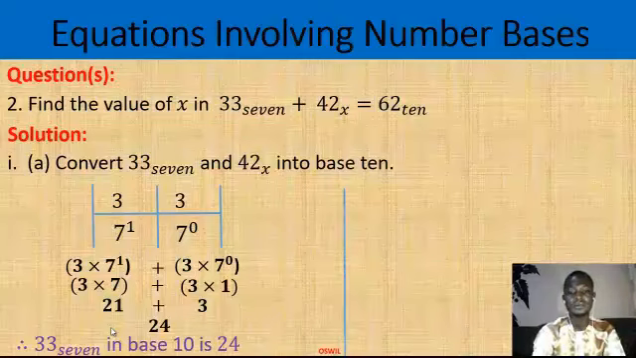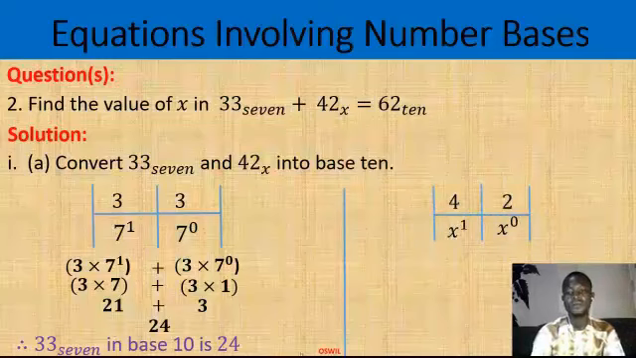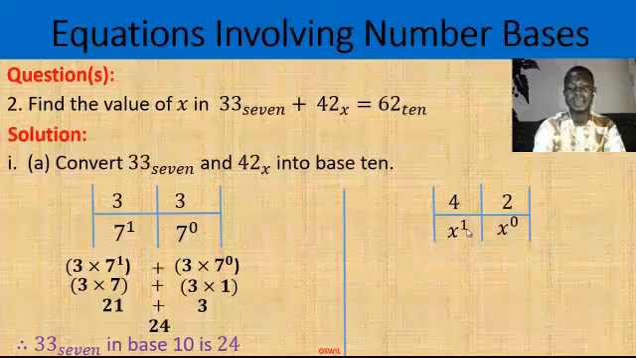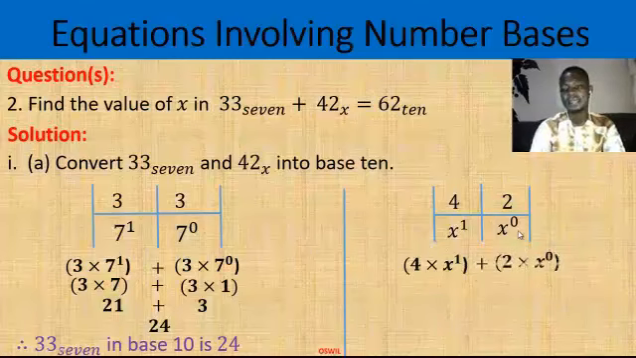Let's convert 4 2 base x into base 10. The 2, which is the last, has the place value of x to the power 0, and 4 has the place value of x to the power 1. Then, in the same way, multiply each digit by its place value and add them together. So we have 4 times x to the power 1 plus 2 times x to the power 0.